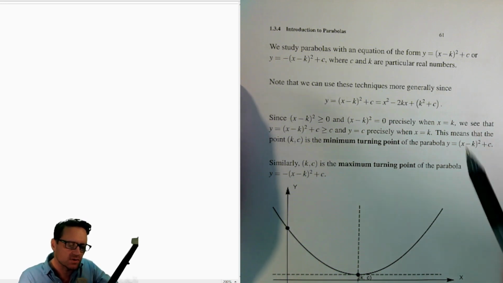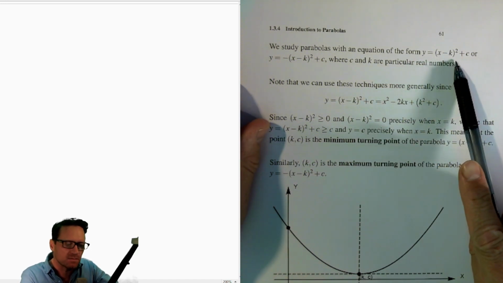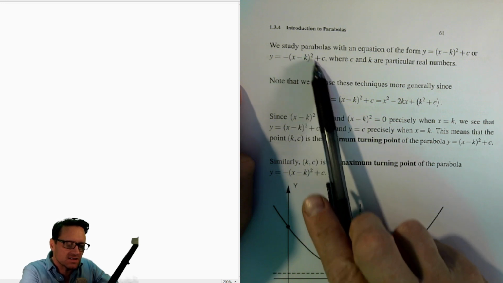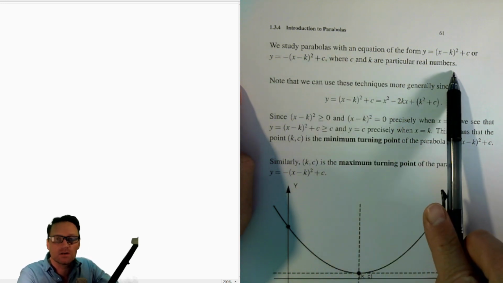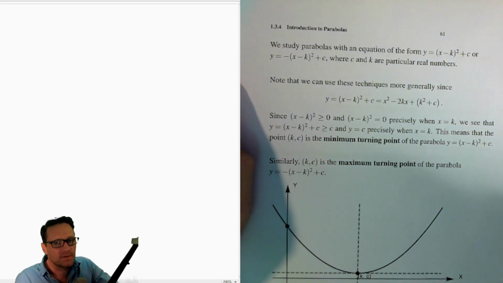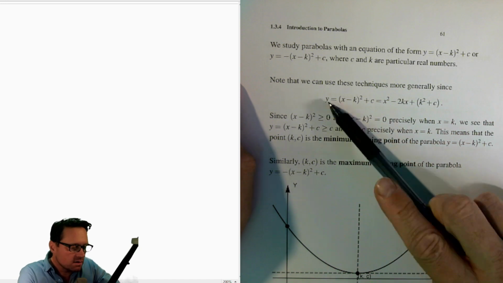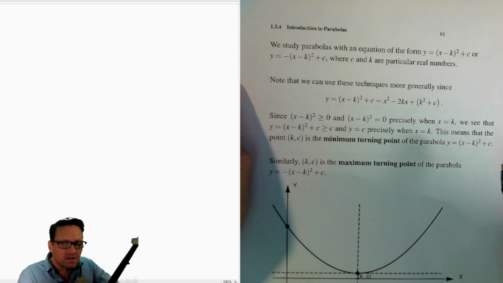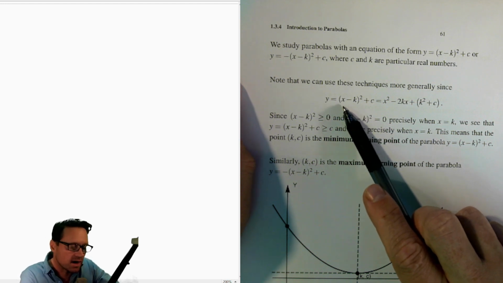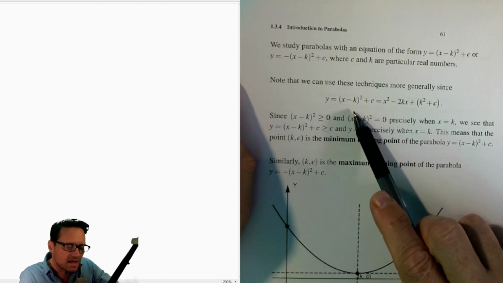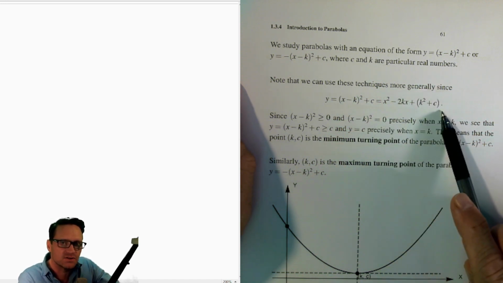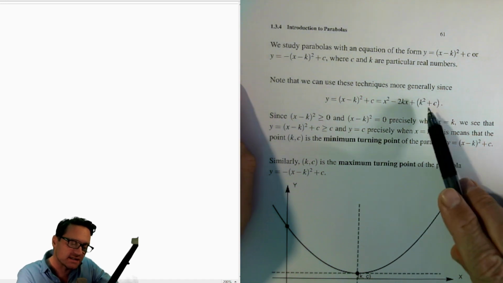So we study parabolas with an equation of the form y equals (x minus k) squared plus c, or y equals minus (x minus k) squared plus c, where c and k are particular real numbers. We're just going to start with this kind of representation of the parabola, but then we'll get into other forms of this. Note that we can use these techniques more generally, since if we expand this, expanding that square, we have x squared minus 2kx plus k squared, and then we have the plus c, but we can put the k squared plus c into a bracket together to emphasize that that is our constant term.